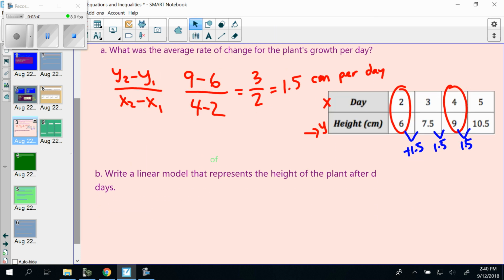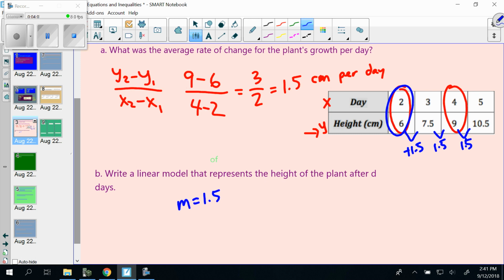Okay, B, write a linear model that represents the height of the plant after D days. Okay, so if we go back to our point slope form, we can do this now. We know that our average rate of change, or our slope, is 1.5. We've got a couple different points we could choose here. I'm just going to pick the first one. So we know one set of points on our table is at day 2, we have a height of 6. If we use that now with our point slope form, we can easily calculate what that linear equation would be.